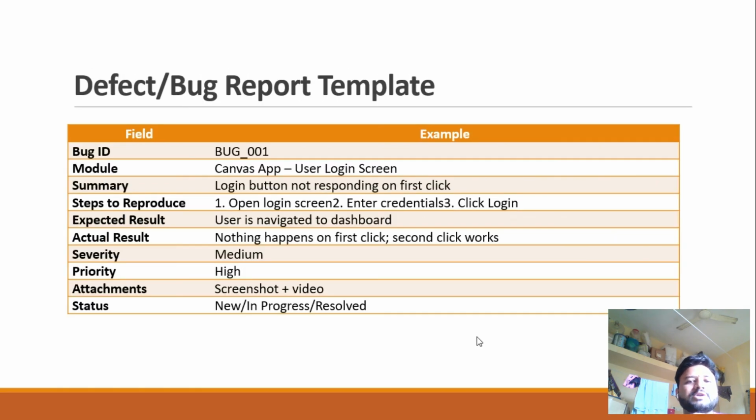How to report any bug, and what are the things we need to mention at the time of bug reporting? The first, the bug ID, the module name, then the summary of that particular bug or defect, then steps to reproduce, then expected result, actual result, severity as well as the priority. In the attachment, we can share the screenshot or the video, and the status.